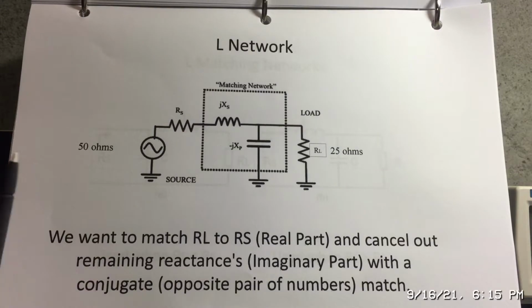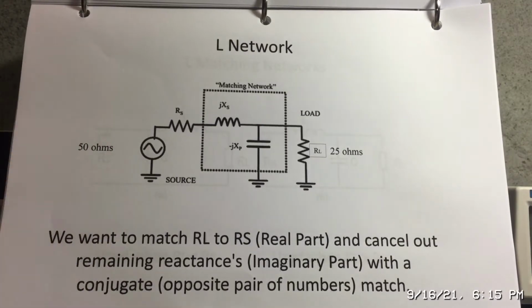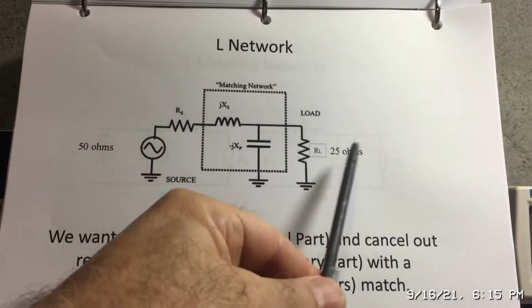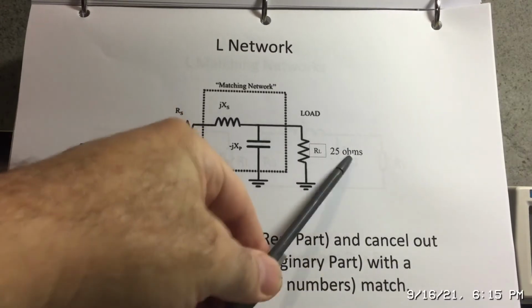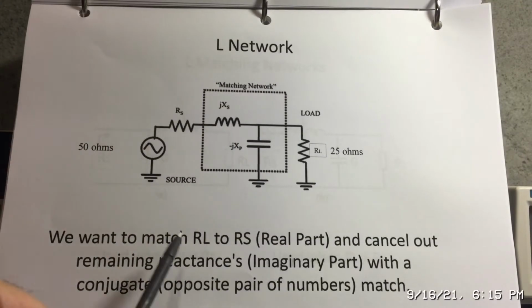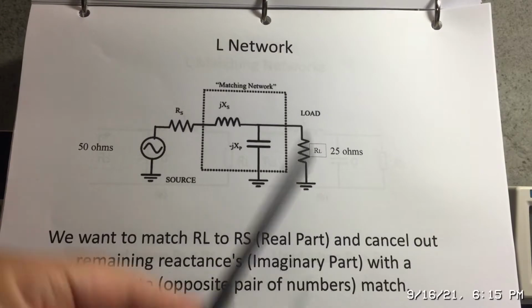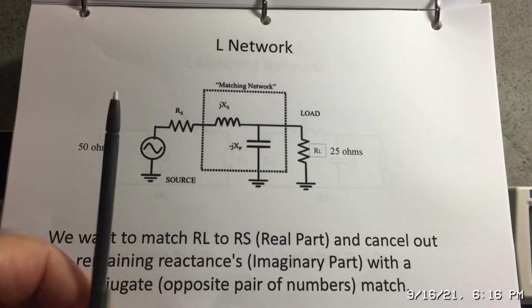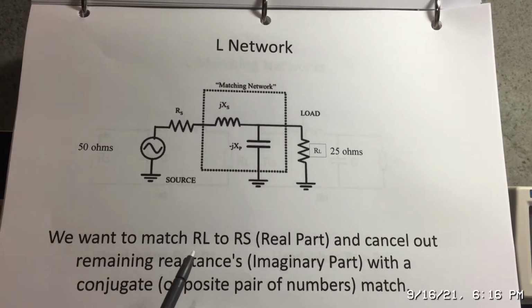Well, we want to match the real part. So we want to transform the 25 ohms to 50 ohms so we have a direct match. So we want to match RL and RS. But then we also need to cancel out the remaining reactances, which is the imaginary part.